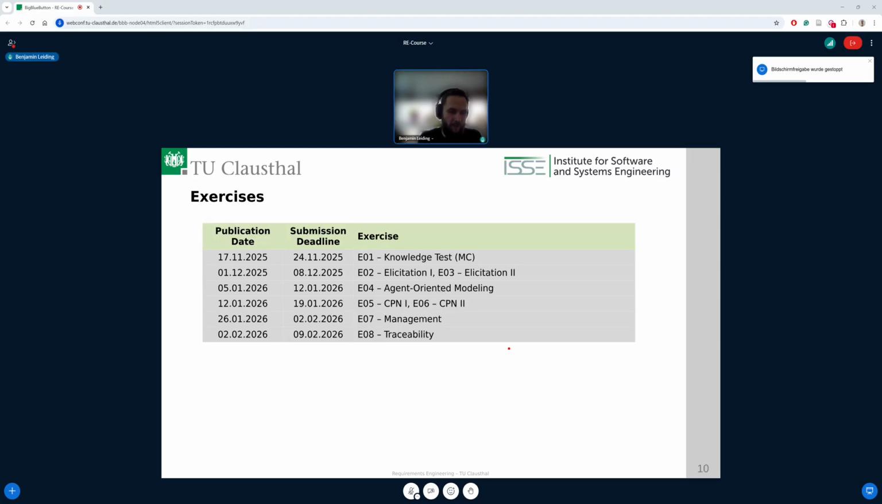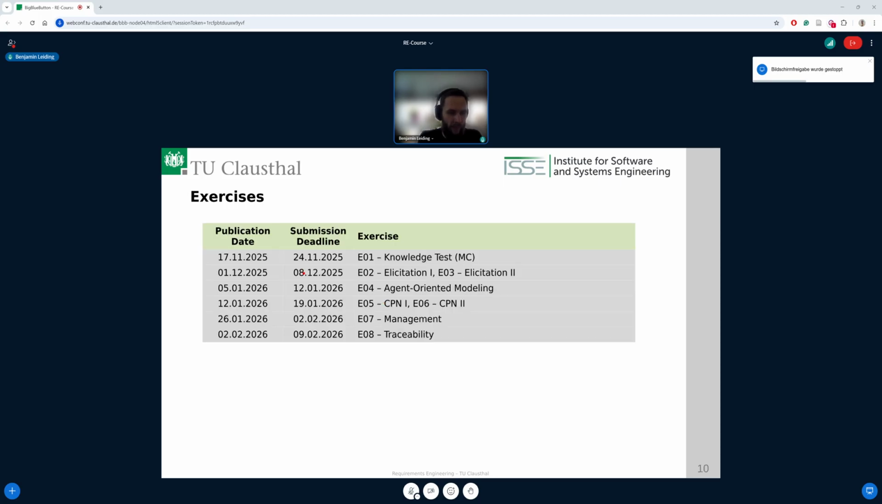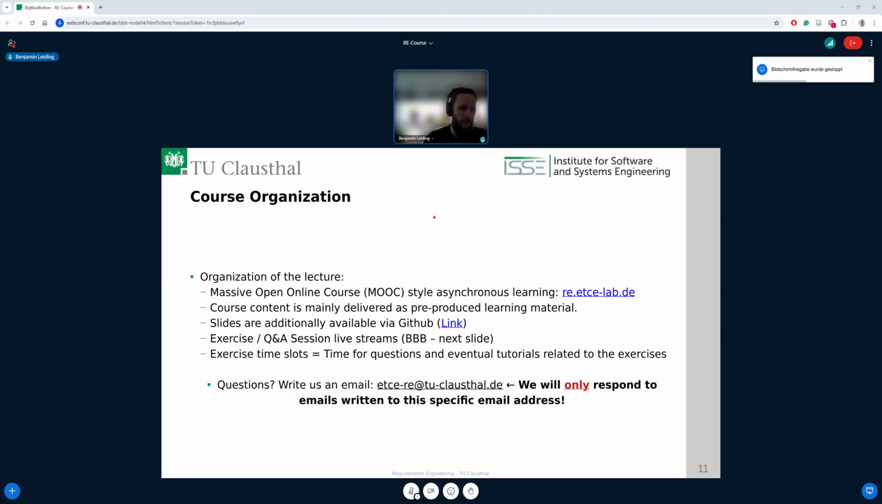We also have an exercise schedule where we have 8 exercises, but we'll also get to the score system of exercises, what we need to be eligible for the exam, in a few slides. So those 2 slides are just for you as reference frames, so that you know at which point in time we have what topic, and when the exercises are published and when they are supposed to be submitted. Good. So, course organization with specific focus on the lectures.